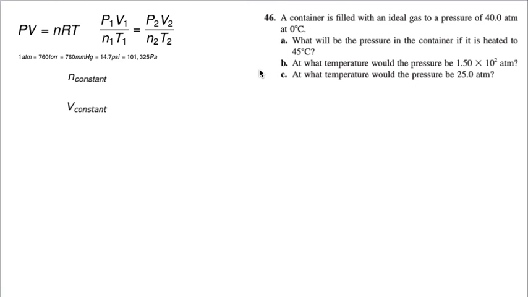B is a separate calculation. Again, we have P1 and T1, and we're looking for T2 if P2 is this. And C is similar there.